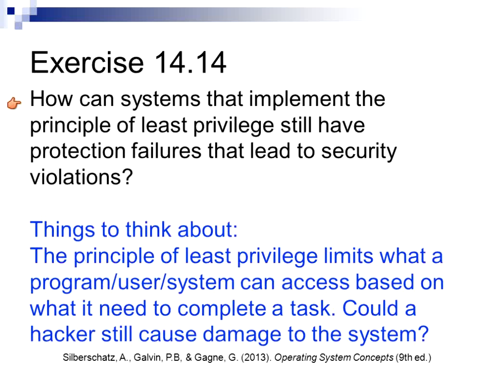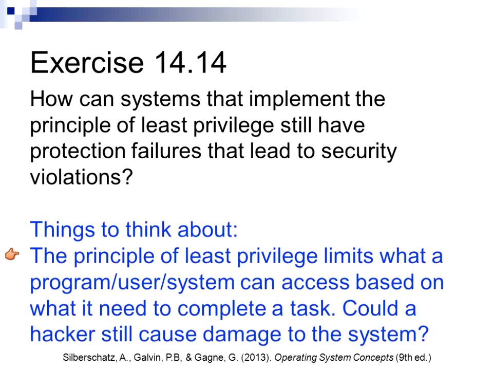Okay, the other question is, how can systems that implement the principle of least privilege still have protection failures that lead to security violations? Remember, with the principle of least privilege, we're limiting what a program, user, or system can access to what it needs to complete a task. So think about that. How could a hacker still cause damage to a system? In other words, if I have a program that has access to resource A, it has permission and needs it in order to do its job. What if a hacker came in and modified that program so that it destroyed resource A, for example? It deleted it when it wasn't supposed to.